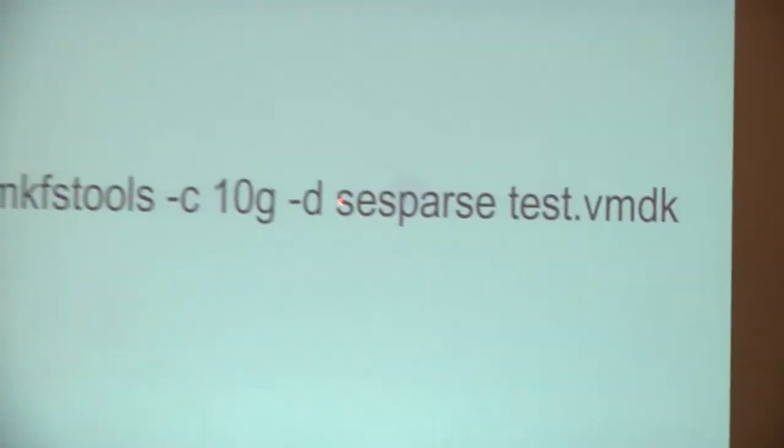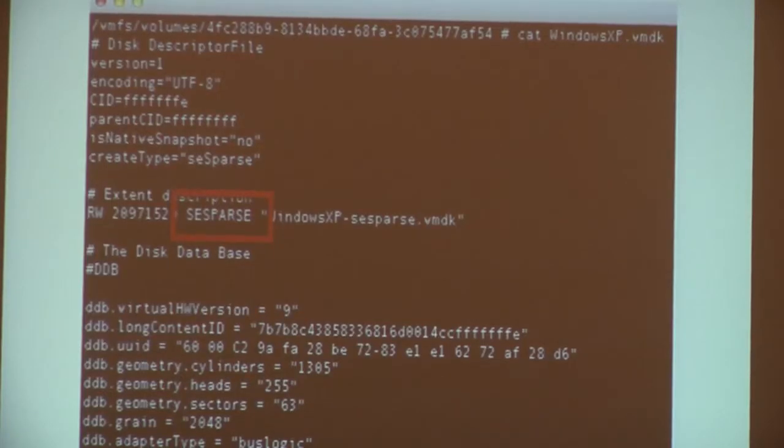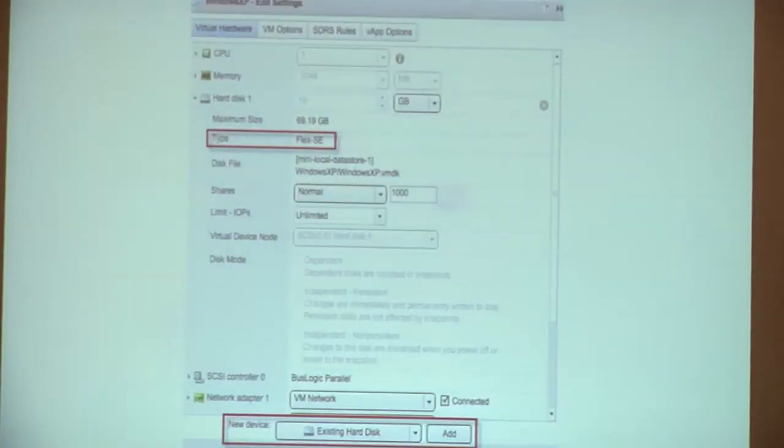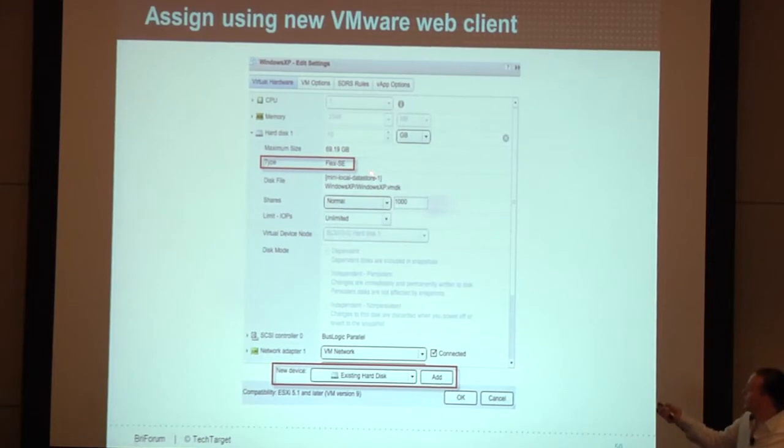Actually, we can create SE Sparse disks. If you want to have a play around with this, you can use the vmkfstools command line and create a sparse VMDK. If you then look inside the VMX file, you'll see SE Sparse. And then using the new VMware web client, you can assign the existing hard disk, and it will come up as FlexSE in there. So you can actually stick an SE Sparse disk on any VM you like.